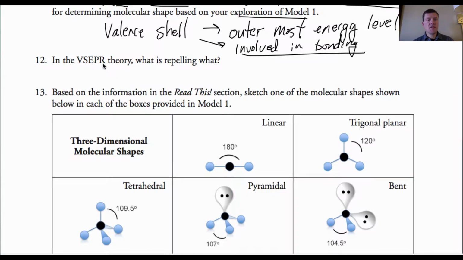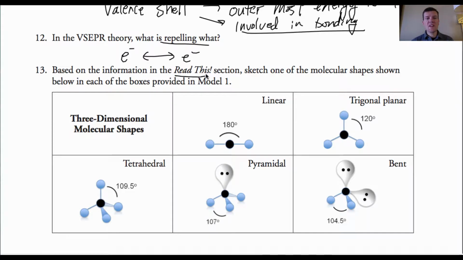In the valence shell, in the VSEPR theory, what is repelling what? So we have electrons repelling electrons, as mentioned. Based on the information in the Read This section, which we just looked at, sketch one of the molecular shapes shown below in each of the boxes provided in Model 1.